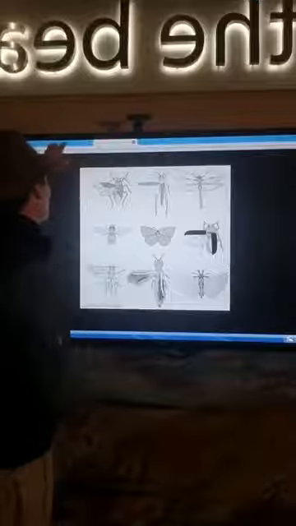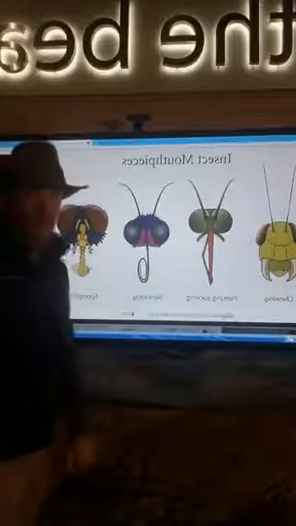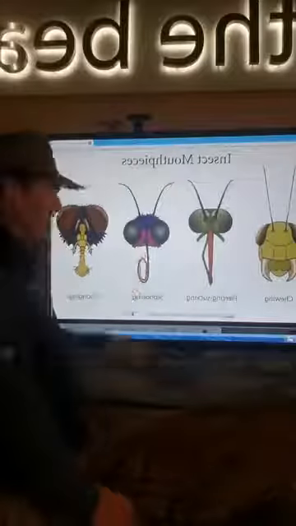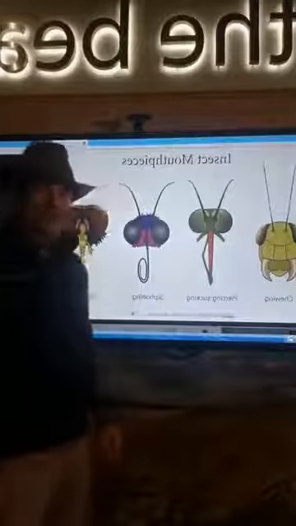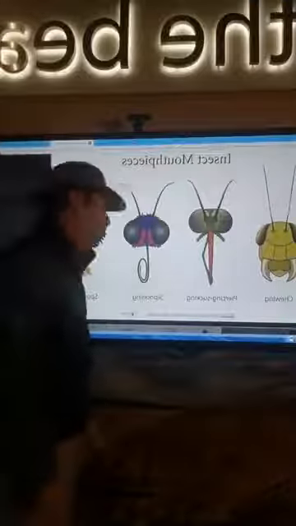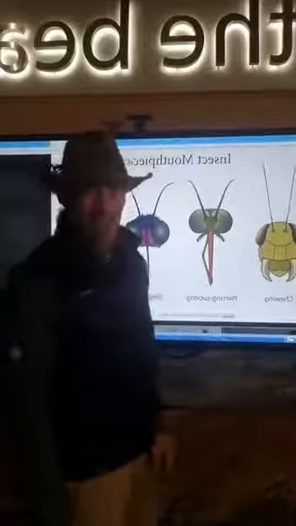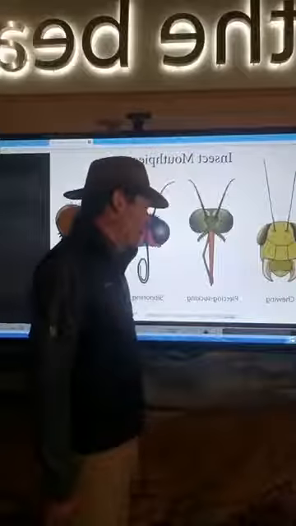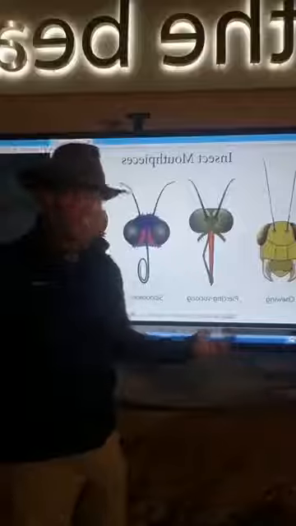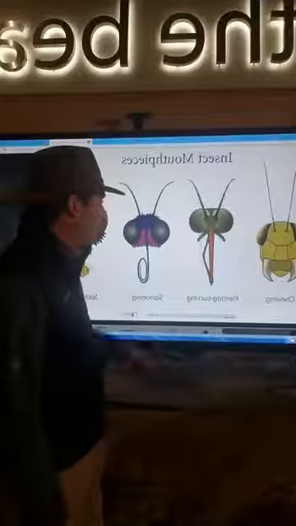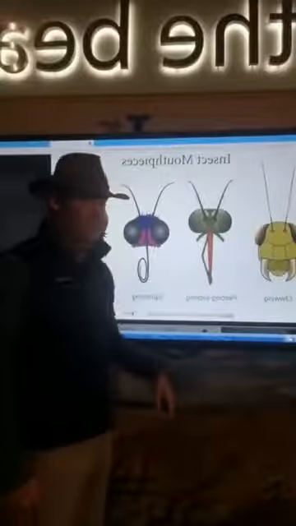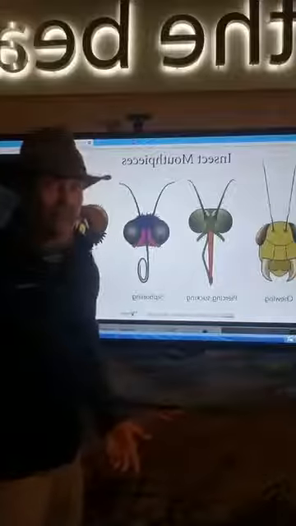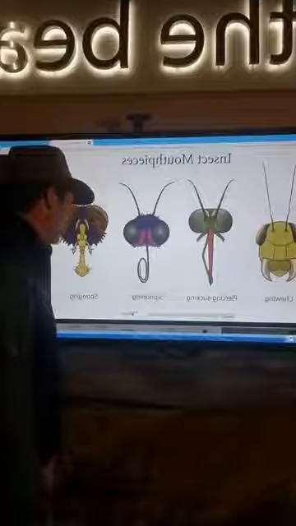The next thing we have to choose, the mouth parts. I love this picture. Okay, so we've got some different mouth parts to choose from. Let's start down here with the grasshopper. They've got chewing mouth parts. They're eating plants, so they need to be able to chew them up. We've got the mosquito with the piercing, sucking mouth parts. We all know what they feed on, us.